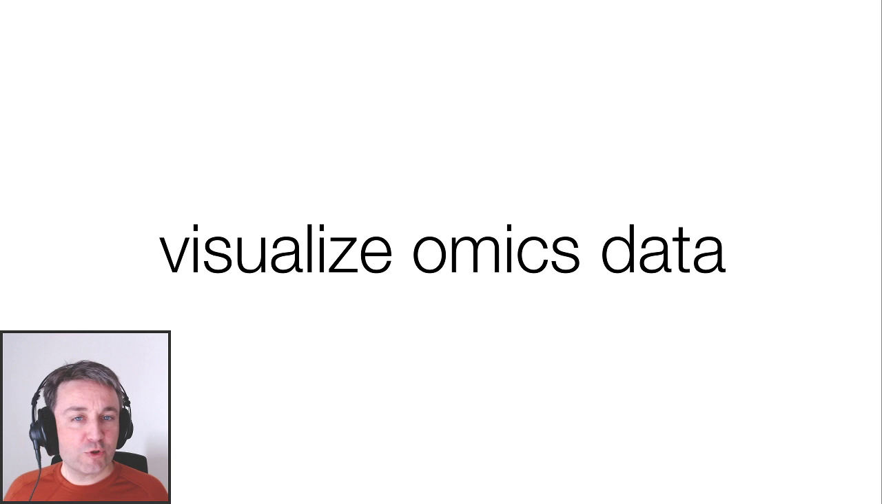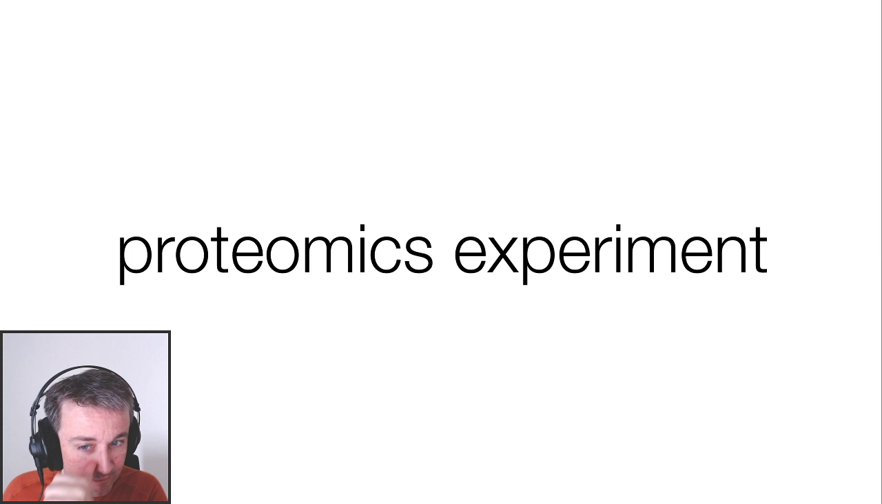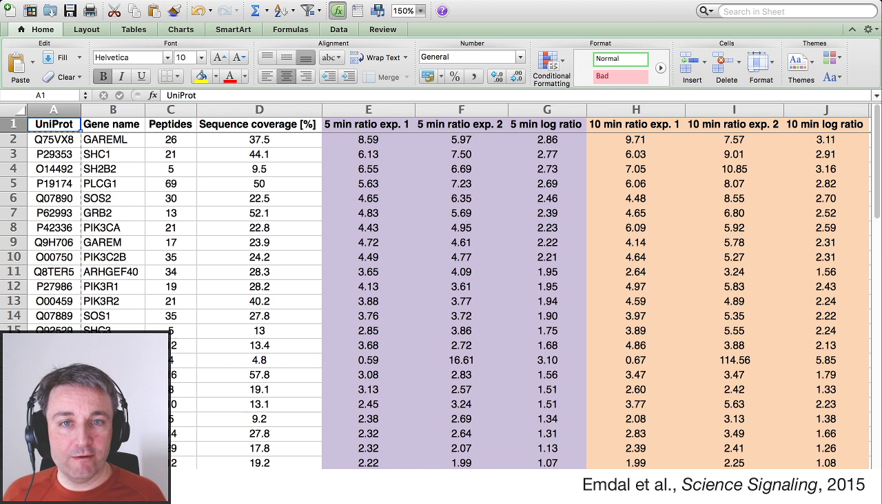One of the most common use cases of wanting to get STRING networks into Cytoscape is to visualize omics data. So simple case here, we have a proteomics experiment, and what came out of that is, of course, your typical Excel table with a lot of columns. You see here we have a column called UniProt. It's always good to use things like accession numbers instead of gene names when you're querying a database. So we want to have that and we want to use that. We have a lot of data coming out of the mass spec, including some things like some log fold change values after 5 minutes, after 10 minutes.